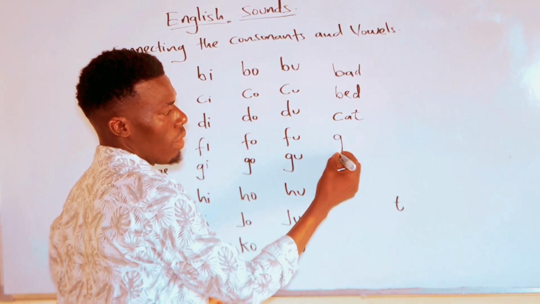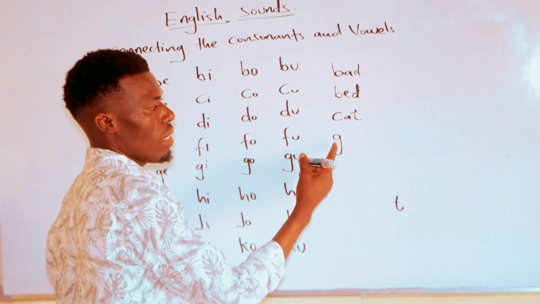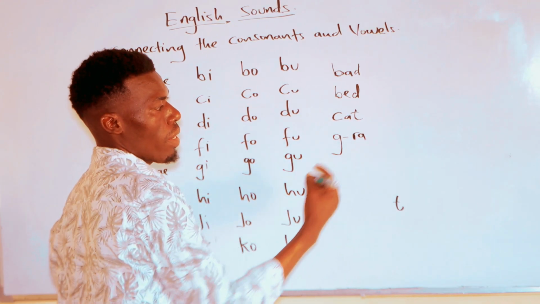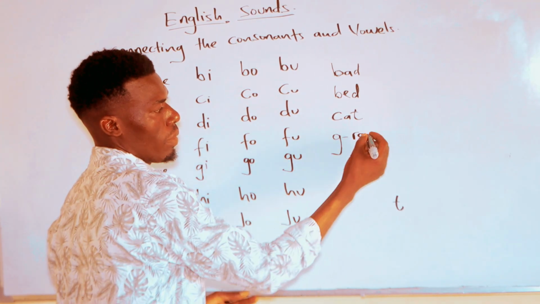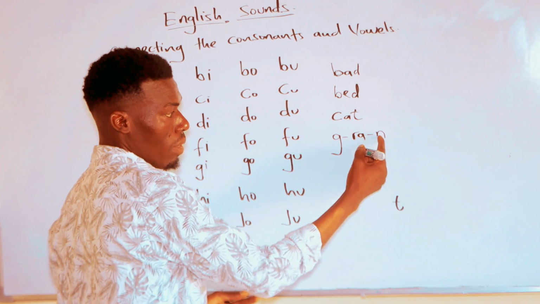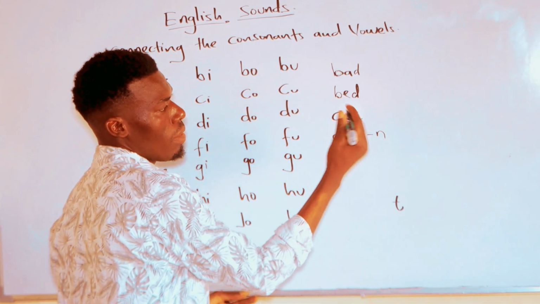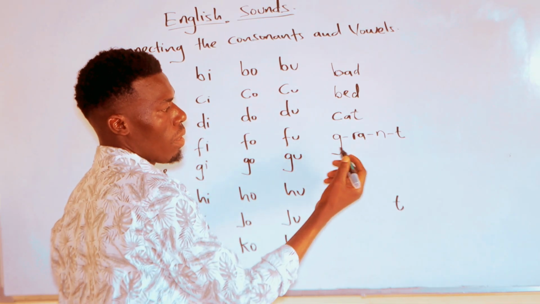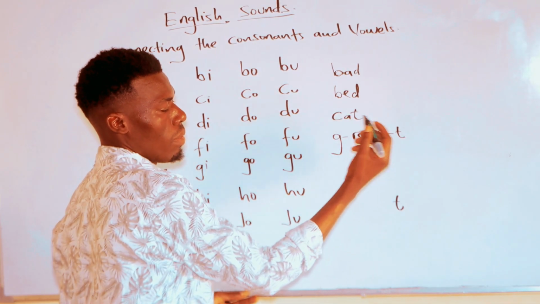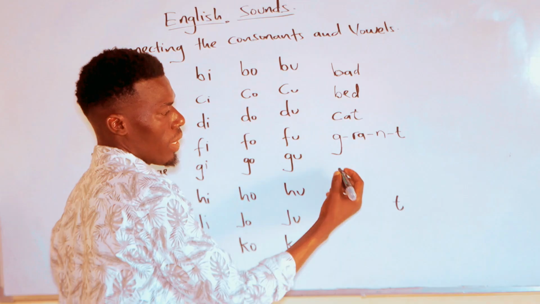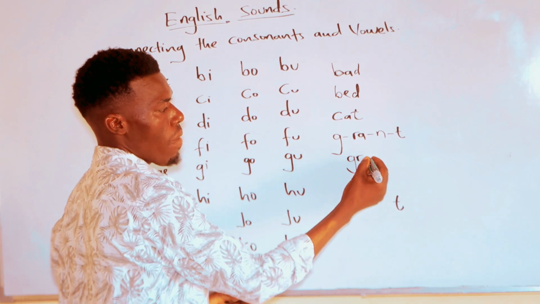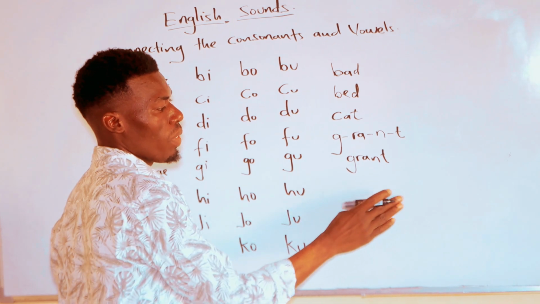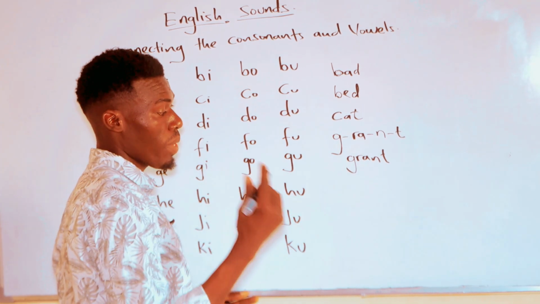Look, G. The sound is G. Ra, ra. And then the sound is N, N. Another one, T. G, ra, N, T. So when we connect, we will get grant, grant. You see? So the sounds are very important. You have to practice them.